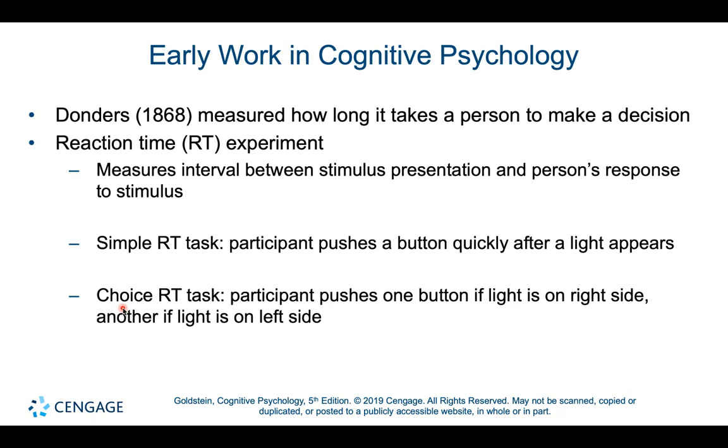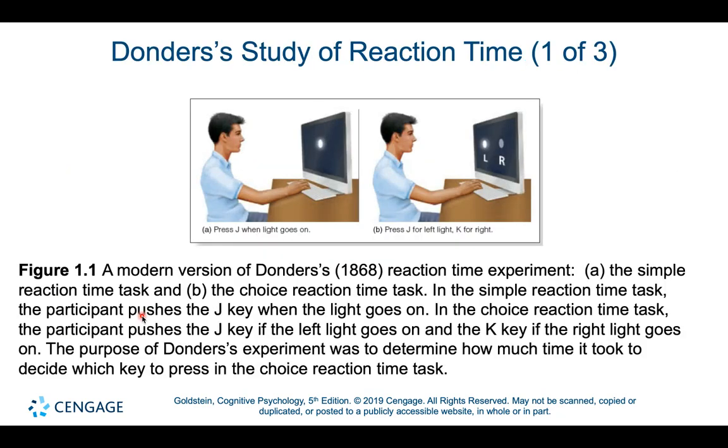So what Donders said is that the difference in time between a simple reaction time task and a choice reaction time task is how long it takes your brain to make a decision, right? So if it takes 100 milliseconds to do the simple reaction time task, but it takes 200 milliseconds to do the choice reaction time task, then reacting takes 100 milliseconds and making a choice takes 100 milliseconds. So we've learned something about the mind, right? The function of the brain.